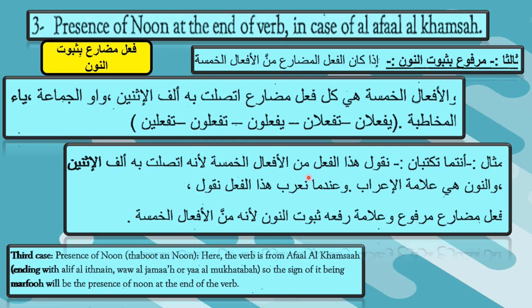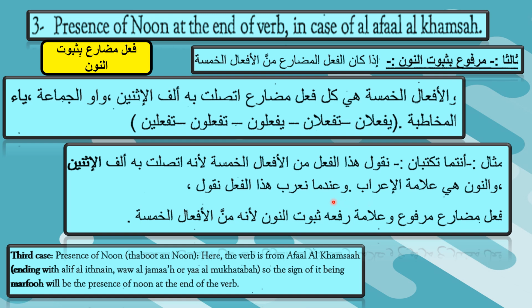نقول هذا الفعل من الأفعال الخمسة لأنه اتصلت به ألف الاثنين. So in this أفعال الخمسة, this verb, I mean this فعل مضارع, is attached with the ألف اثنين, the pronoun ألف الاثنين you can see here. ونون, it means it is attached with alif and noon. Here alama al-i'rab, these are the signs of the i'rab. This tells you the case in which the fail mudari is.